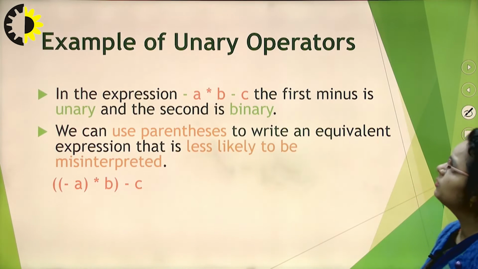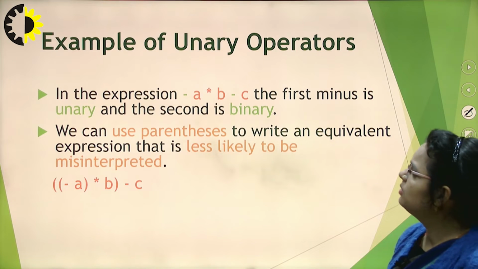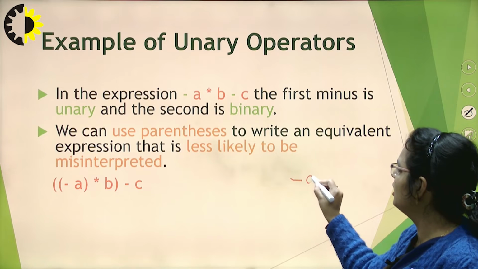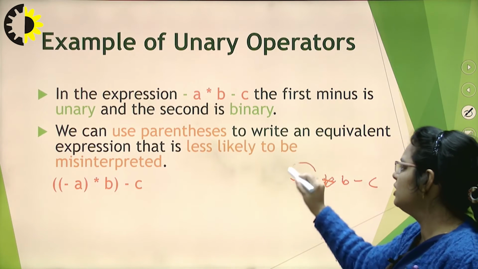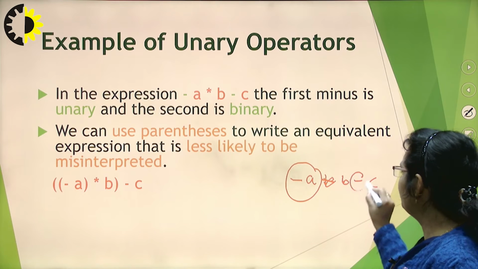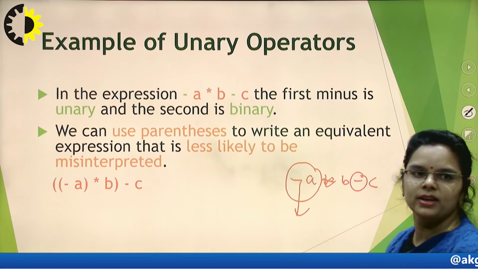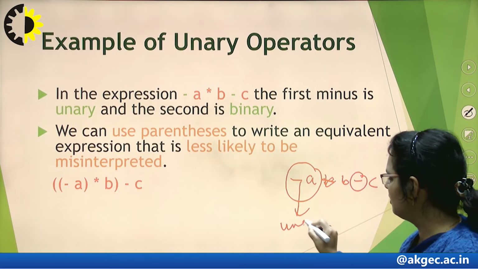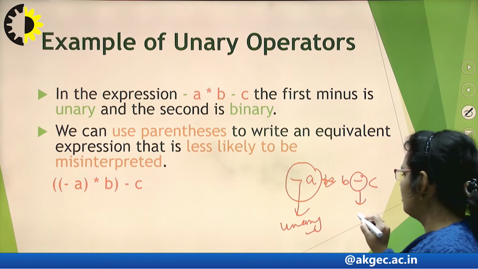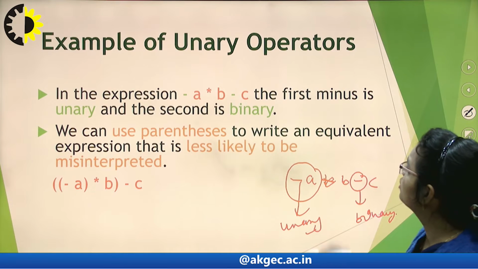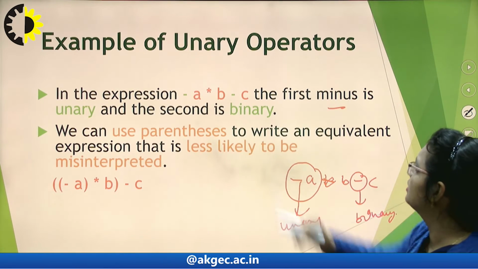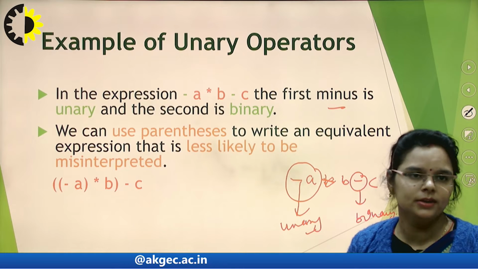See, examples of some unary operators: in the expression minus A star B minus C, the first minus is actually a unary operator and the second minus is actually binary. So we can say this minus sign is unary and this minus sign is binary. So this is the difference between unary and binary operators.